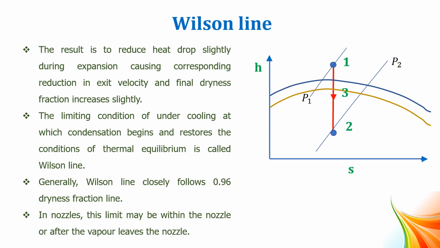Generally, the Wilson line closely follows the dry saturation line, that is, it will be around 0.96. Here the dryness fraction may be 0.96, whereas here it is x equal to 1. Mostly the Wilson line will be in this range only.